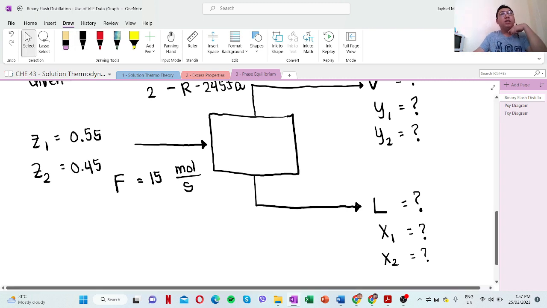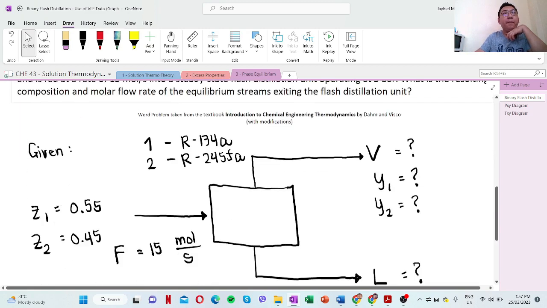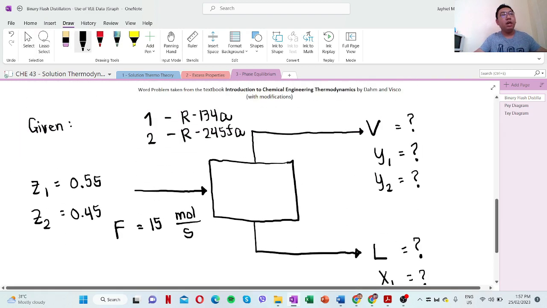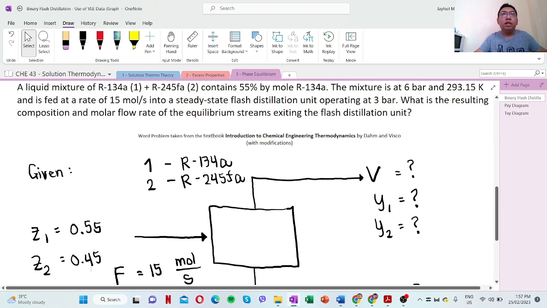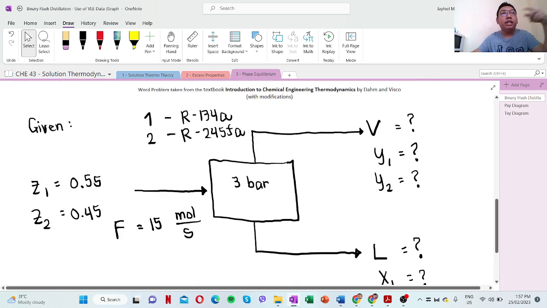0.45. Okay, so of course, the first step here, after writing the given information, let's place the condition here, 3 bar. Okay, what else? The mixture is at 6 bar. Alright, so I think that's it.